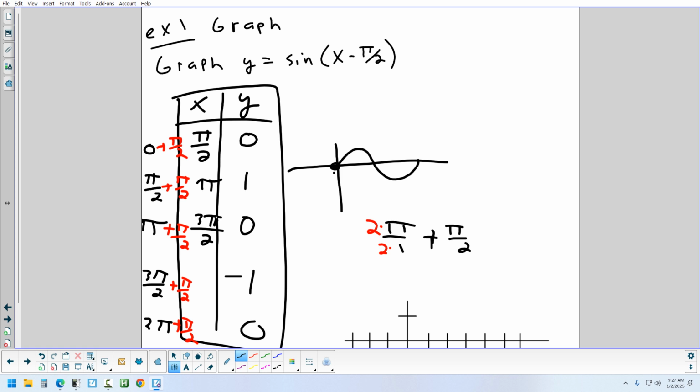3 pi over 2. The next one already has a common denominator. What's 3 pi over 2 plus 1 pi over 2? That's 4 pi over 2, which is 2 pi. And eventually, if you start to see the pattern, this is 1 pi over 2, 2 pi over 2, 3 pi over 2, 4 pi over 2. What do you think the last one is? 5 pi over 2. And then it would be 6 pi over 2, 7 pi over 2, 8 pi over 2, 9 pi over 2. That's the pattern.